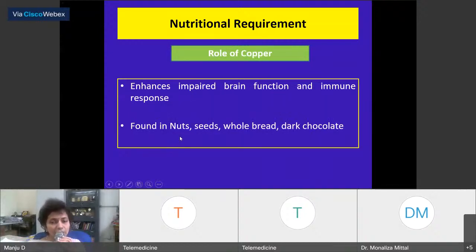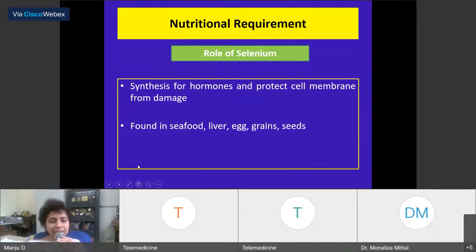And copper also is very important in maintaining immunity, because these patients are at high risk of developing infection due to various trauma. It is found in nuts, seeds, whole wheat bread, and dark chocolate. And selenium has antioxidant properties. It has a role in synthesis of hormones and protects cell membranes from damage. Found in seafood, liver, egg, grain, seeds, etc.